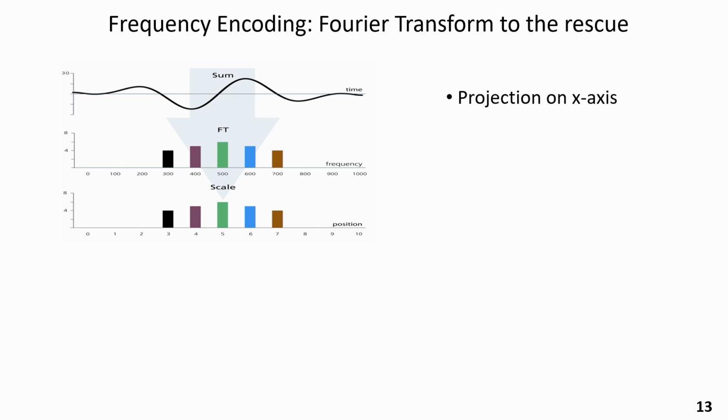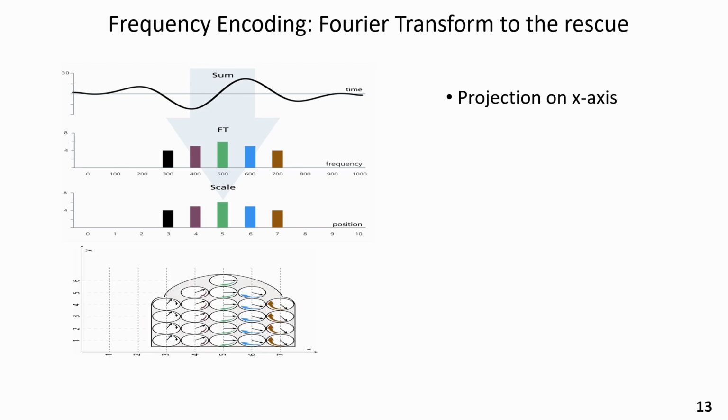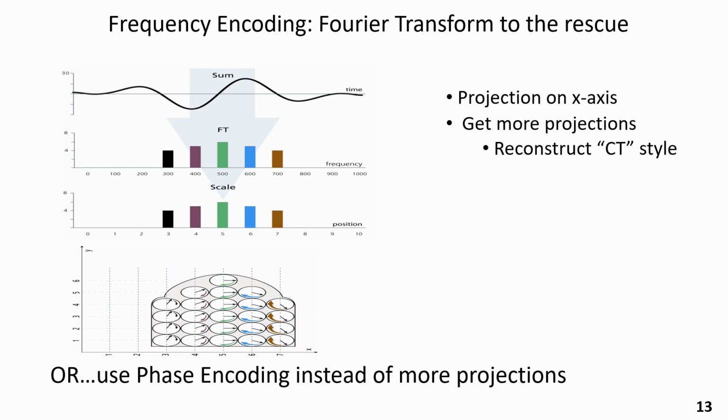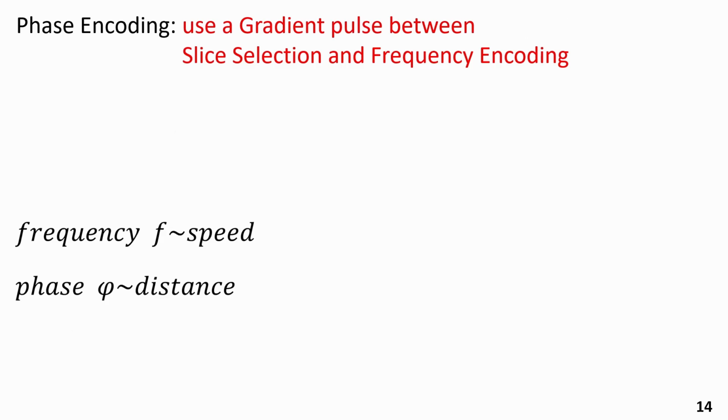We have a projection of the anatomy seen in the bottom here onto the x-axis. We can get more projections along different directions and reconstruct an image CT style. Or we can use phase encoding instead of more projections. Phase encoding localizes the signal along the y-axis.